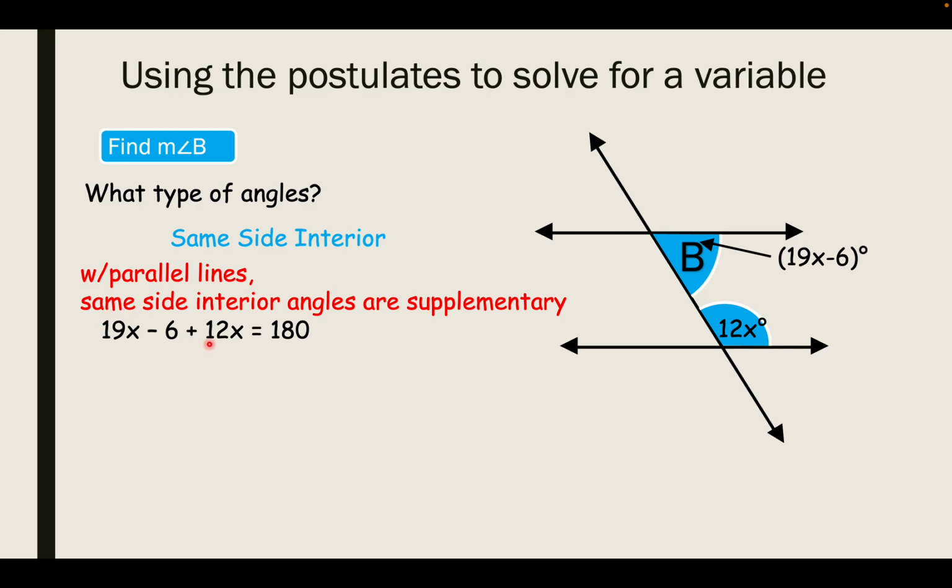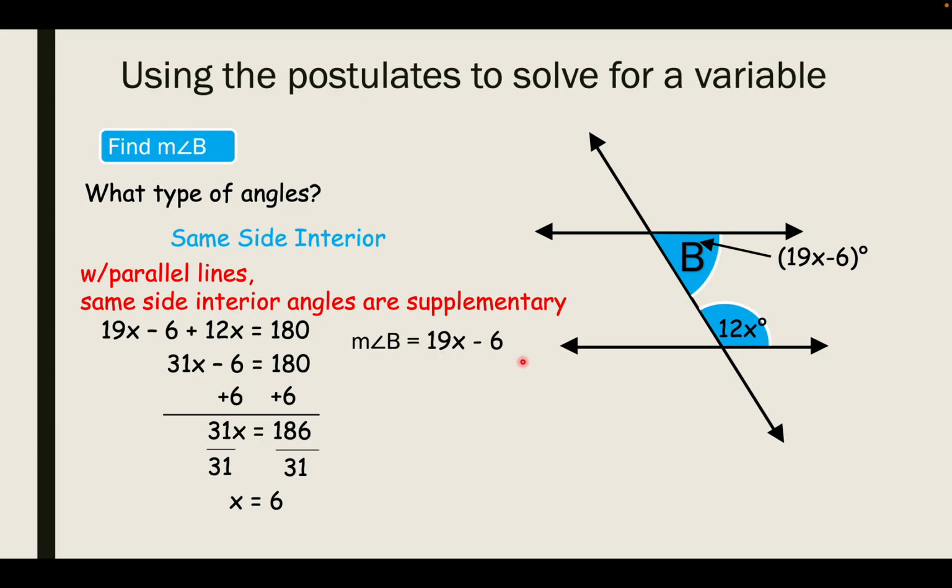So I'm going to combine my like terms, leaving me with 31x minus 6 equals 180. Add 6 on both sides, leaving us 31x equals 186. Divide by 31, divide by 31. x is going to equal 6. Now, solving for x helps us because now we can take our measure of angle B, 19x minus 6, and plug 6 in for the x, calculate that out, and angle B equals 108 degrees.